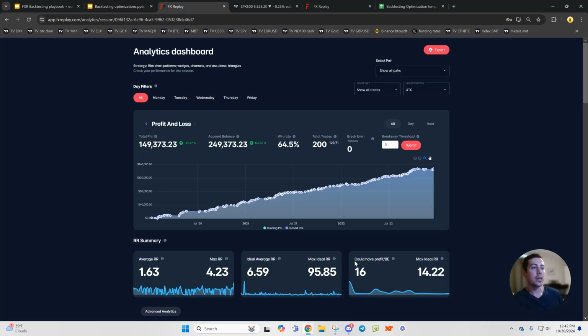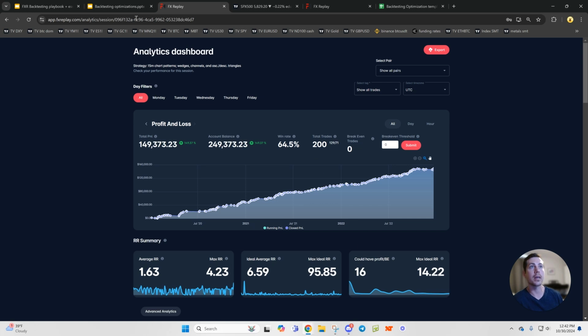So in here you can see this metric, could have profit or break even. This basically shows you how many trades got over 1.2R in profit and then came back as a loss. And so it gives you really good information. You can divide this number of trades by the total number of trades to give a percentage of how many trades came back on you. In this case, it's 8%.